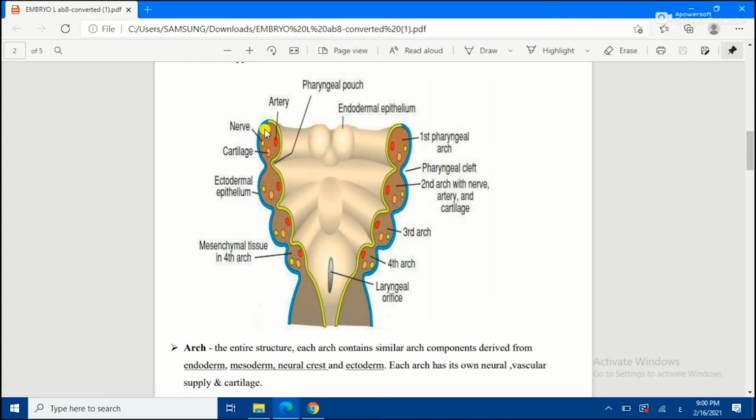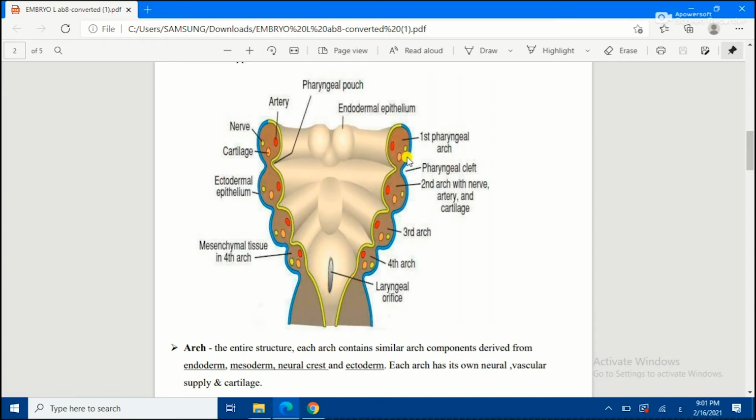Let's answer it, because each arch, as we mentioned in the theoretical lecture, has its own function to form different structures, or let's say different parts of the head and neck, including the face. The face, for example, includes skin, bone, and muscle, which all need endoderm, mesoderm, neural crest, and ectoderm. It also needs to be supplied with nerve, artery, and cartilage. That's why each arch needs different kinds of layers, or germ layers.